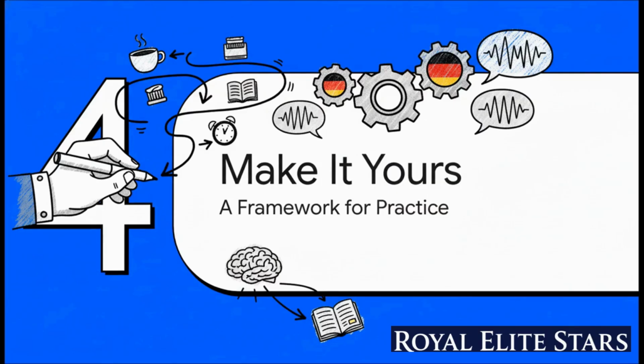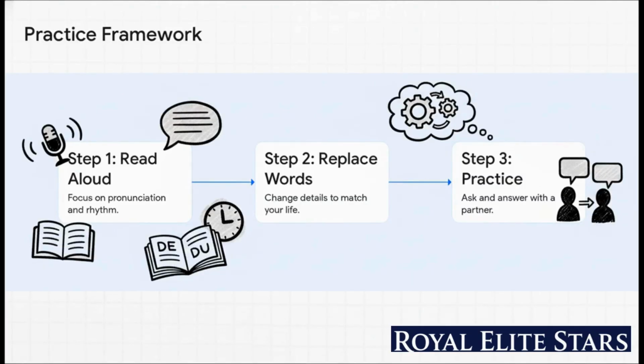The key is having a clear, actionable framework for practice. It's really just a 3-step process. First, read the dialogue aloud to get a feel for the rhythm. Second, and this is the most important part, replace their words with details from your own life. So instead of 6 o'clock, maybe it's 8 o'clock. Instead of an office, maybe you learn German. And third, practice with a partner. Ask and answer these questions. This is how you make that jump from passive study to active speech.